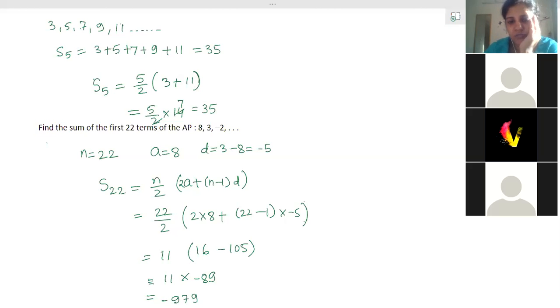Completed? Then we'll stop here. Tomorrow we'll take the further questions based on this. First we will solve NCERT and then RD Sharma. And then you have to complete exercise 5.5. Remaining questions you finish it.